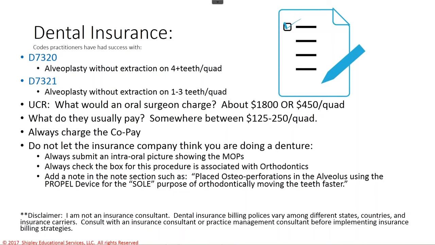And then we're always going to check the box for the procedure that this is associated with orthodontics. And then in a notes section, there's a notes section on these forms, we're going to be very specific. We placed osteo-perforations in the alveolus using the PROPEL device for the SOLE purpose of orthodontically moving the teeth faster. So we want to put that in there so that it's crystal clear with the insurance that we're doing this for orthodontic purposes, and if they want to pay, we're happy to take it as long as it's all above board and we know what we're doing.